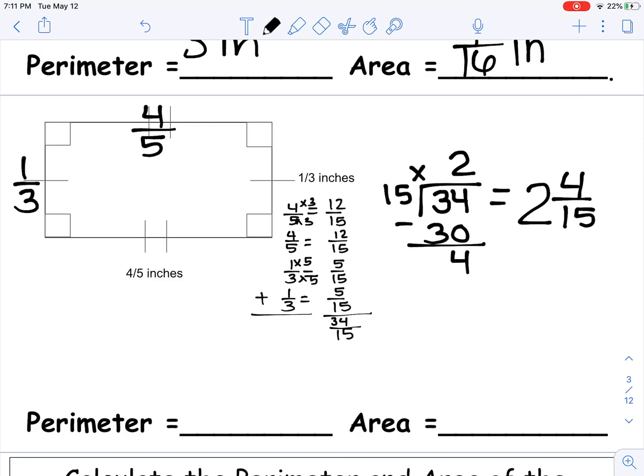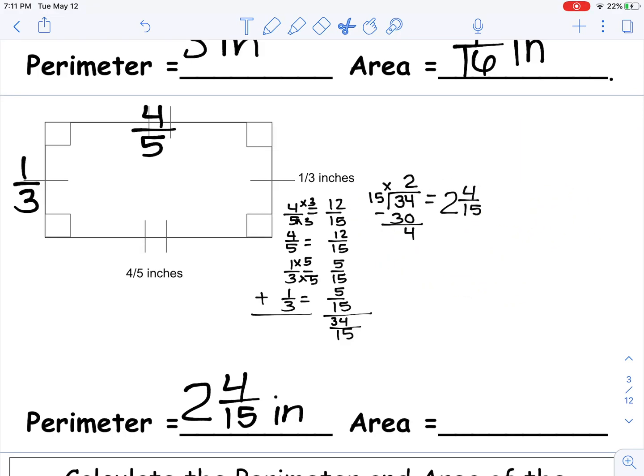Last thing you need to ask yourself, 4 and 15, do they have a GCF besides 1? Can I divide both of them by something besides 1? Hopefully you said no, because the only way to get 4 is 1 times 4 and 2 times 2. And 15 surely isn't even, so 2 doesn't work. And I already know if I do 4 times 4, I get 16, so there's no way 15 works. So my perimeter is going to be 2 and 4/15 inches.